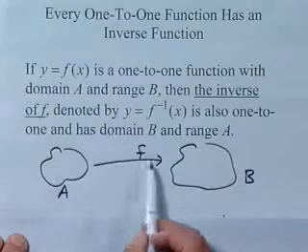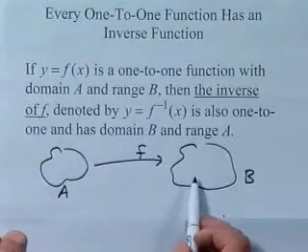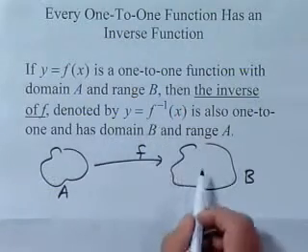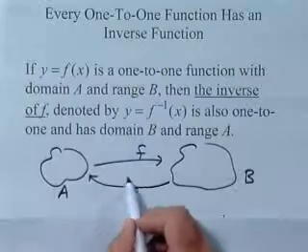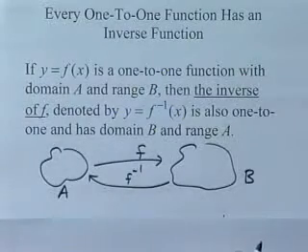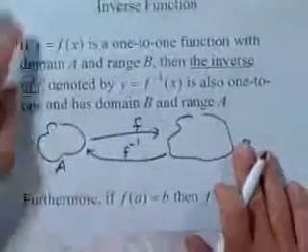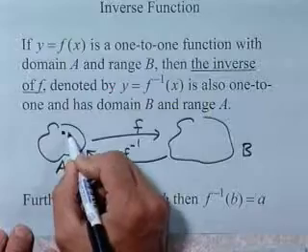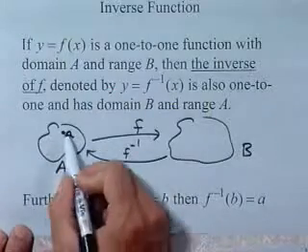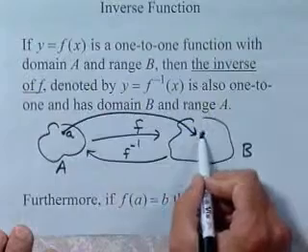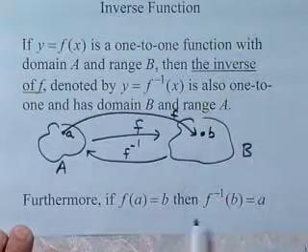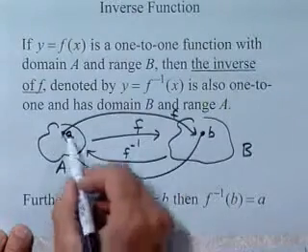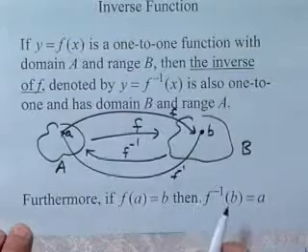So if we have an f function going from A to B, and it's one-to-one, then there exists an inverse function that goes from B to A. That is, the inverse will have domain B and range A. Furthermore, if f of A equals B, so let's say A is right here, and let's say f takes A to B, then f inverse of B is A. Then f inverse takes B right back to A.